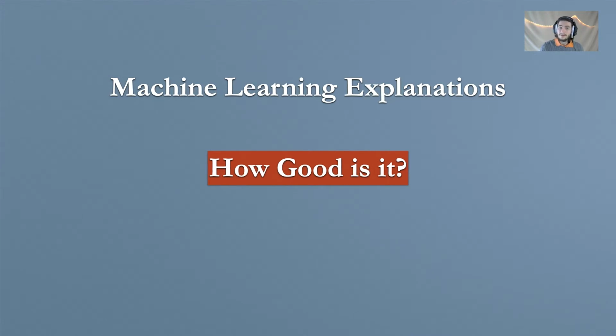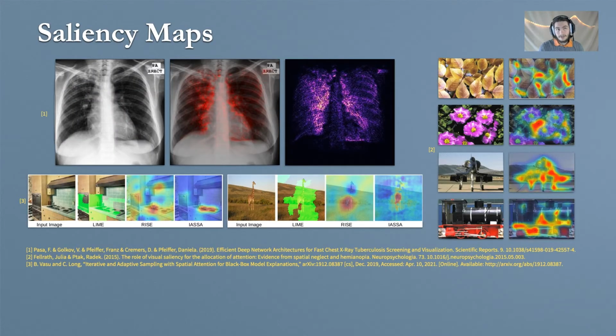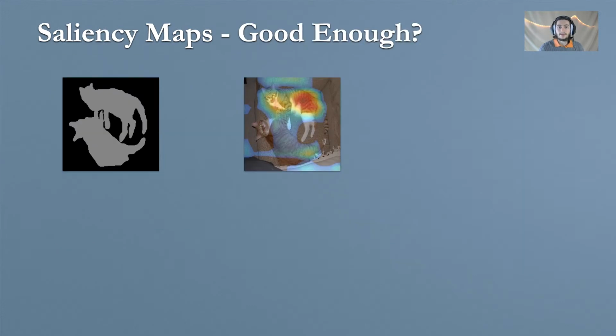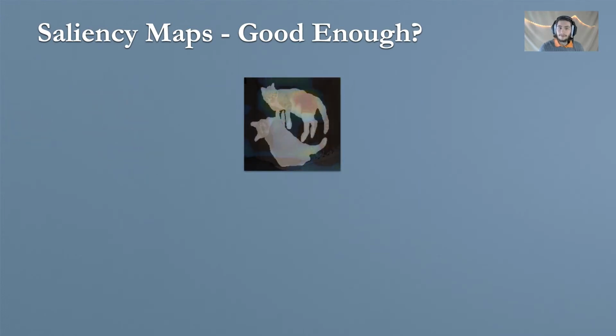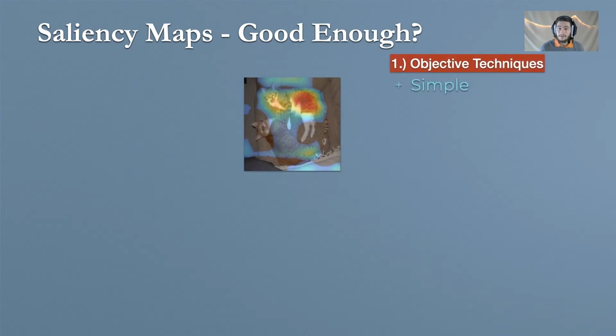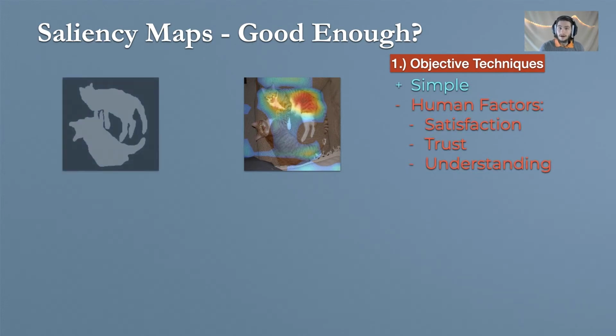One fairly common approach uses saliency maps to show what parts of the data are most important in a classification. This technique is fairly popular and generally evaluated against some hand-annotated region of interest. This kind of single-layer ground-truth pixel-by-pixel evaluation is computationally straightforward, but fails to accommodate human factors like user satisfaction, trust, or understanding too.